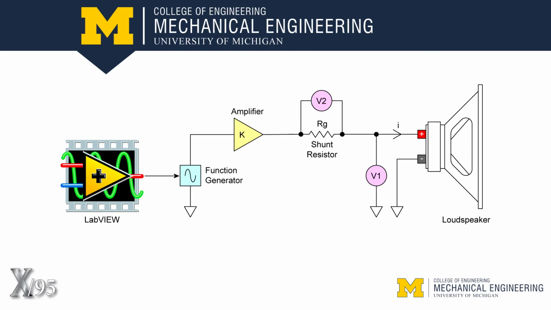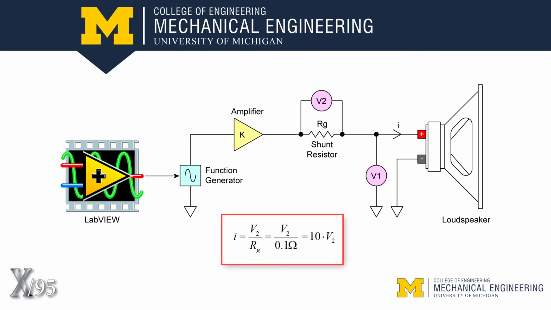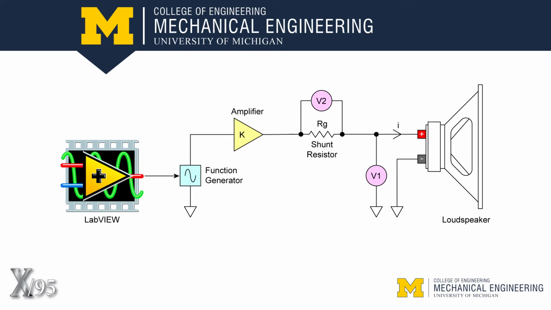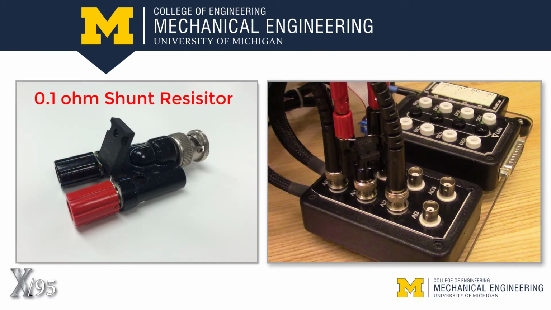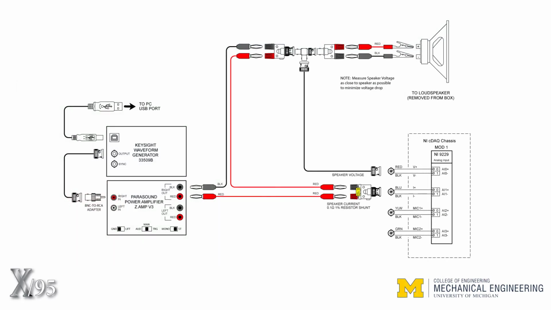By measuring the voltage across the resistor, denoted V2, we can calculate current using Ohm's law. The voltage at the speaker, denoted V1, is also measured throughout the test. The shunt resistor is physically located at the DAC chassis, mounted in a BNC to banana jack adapter. Here's a more detailed diagram of the wiring. This diagram is included in the student guide.